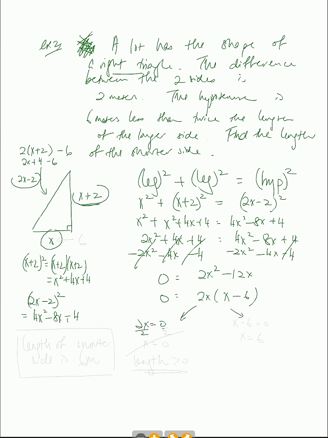2x equals 0, divide by 2 tells me x is 0. But x minus 6 is 0 tells me x is 6. Now x represents the length of a leg, so the leg cannot be 0. So remember, length has to be more than 0. Okay? So that tells me x is 6, which is this one.